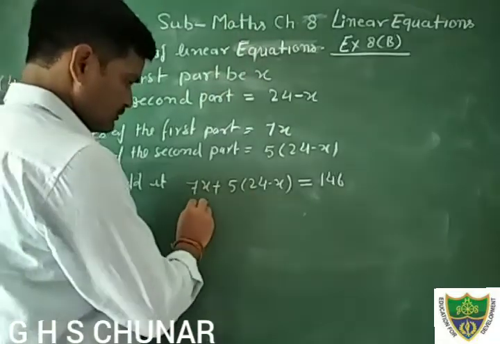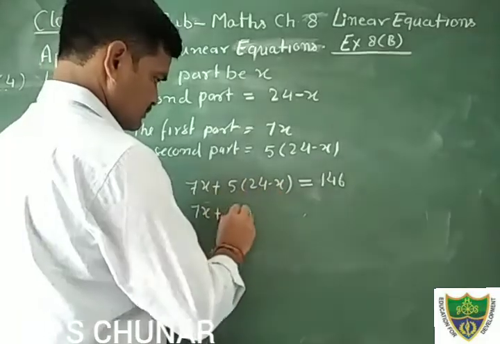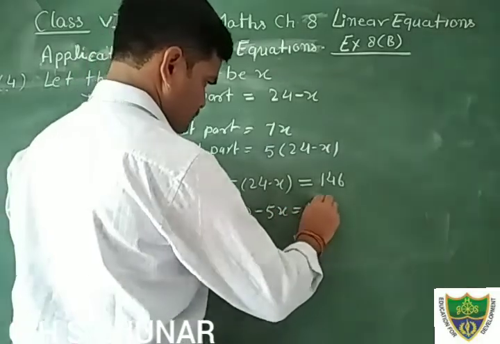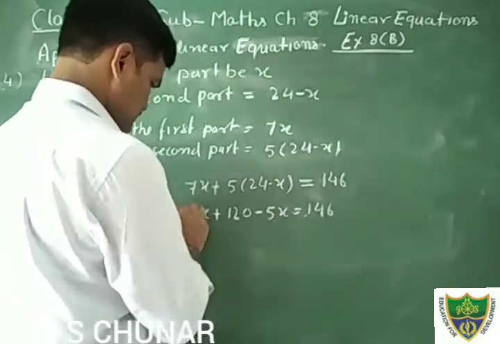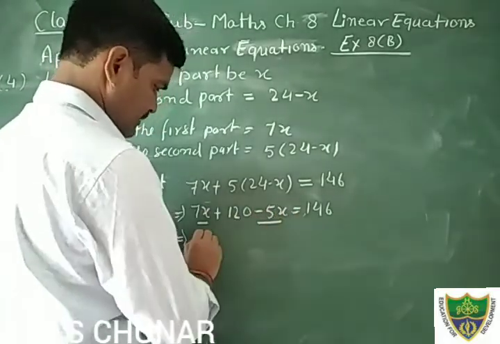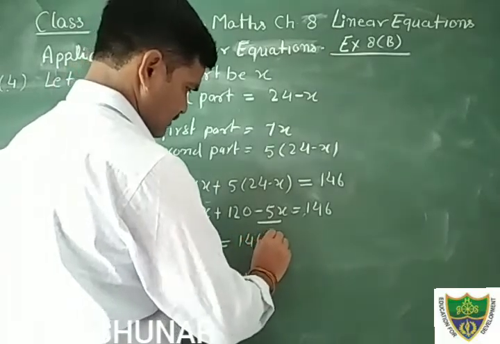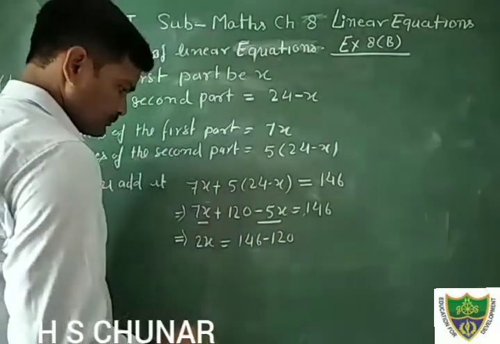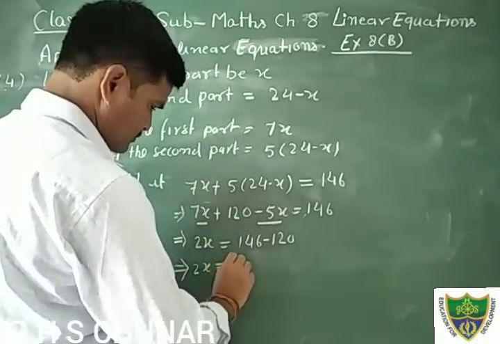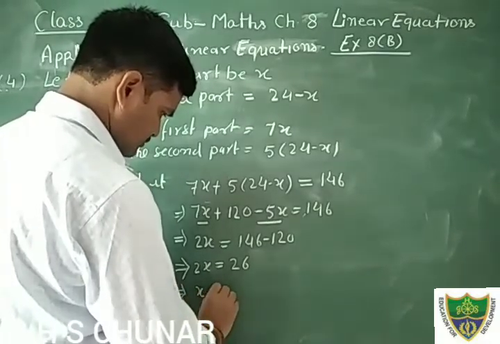Okay, now you solve: 7x plus 120 minus 5x is equal to 146. This implies 7x minus 5x, that is 2x, equal to 146 minus 120. This implies 2x is equal to 26. This implies x is equal to 13.